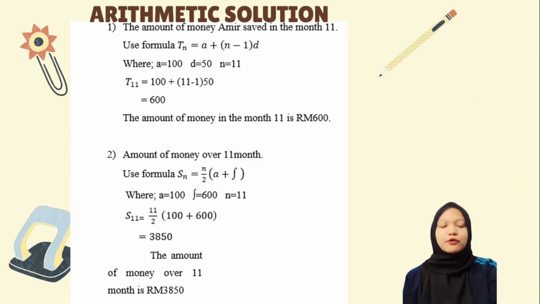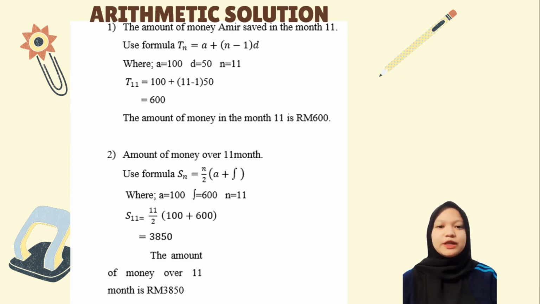To find the amount of money that Ahmed saved in month 11, we need to use the formula Tn equals A plus n minus 1 multiplied by D. A is equal to 100, D is equal to 50, and n is equal to 11. So T11 is equal to 100 plus 11 minus 1 multiplied by 50. The answer is 600. The amount of money that Ahmed saved in month 11 is 600 ringgit.